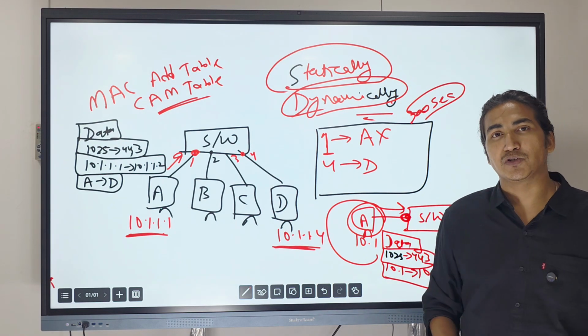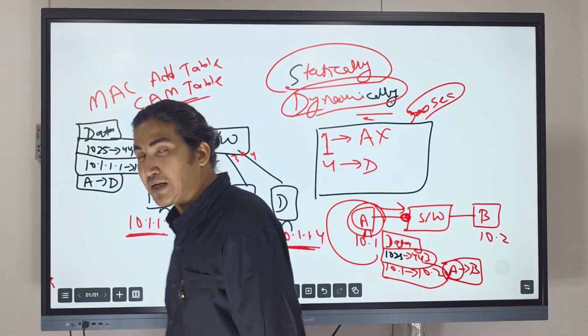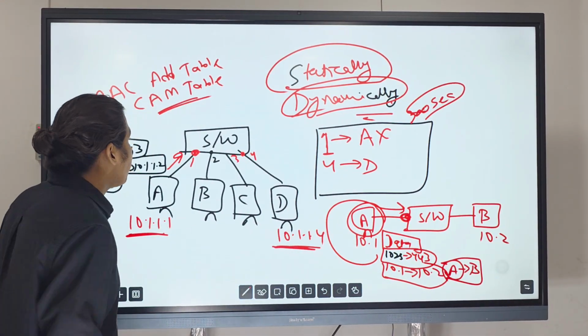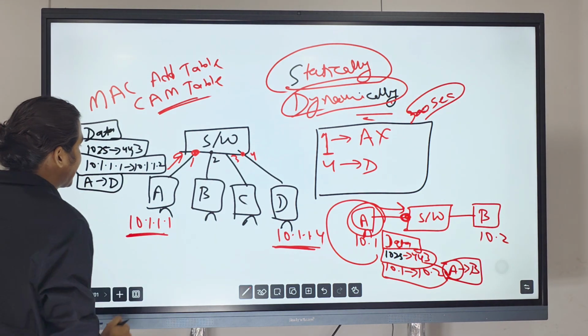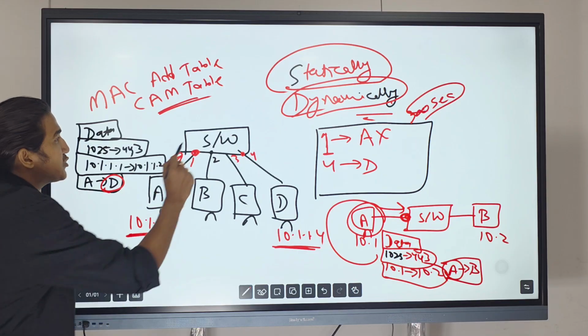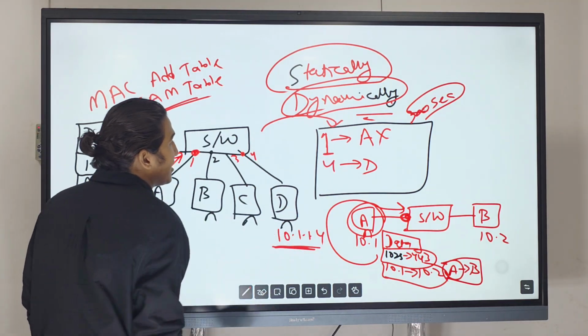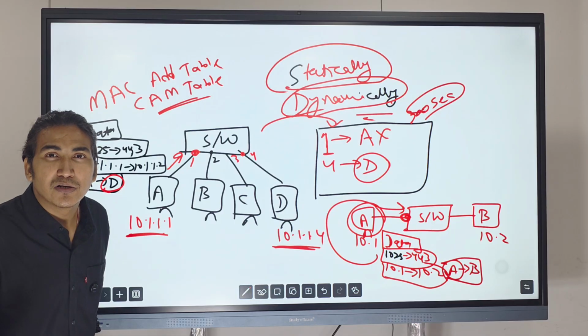That is the first function of the switch. The second function is, guys, forwarding. After updating the table, after learning the source MAC address, the switch is going to check the destination MAC. Destination MAC is D. Again, the switch will look up its MAC address table to see, for D MAC address, what is the port?